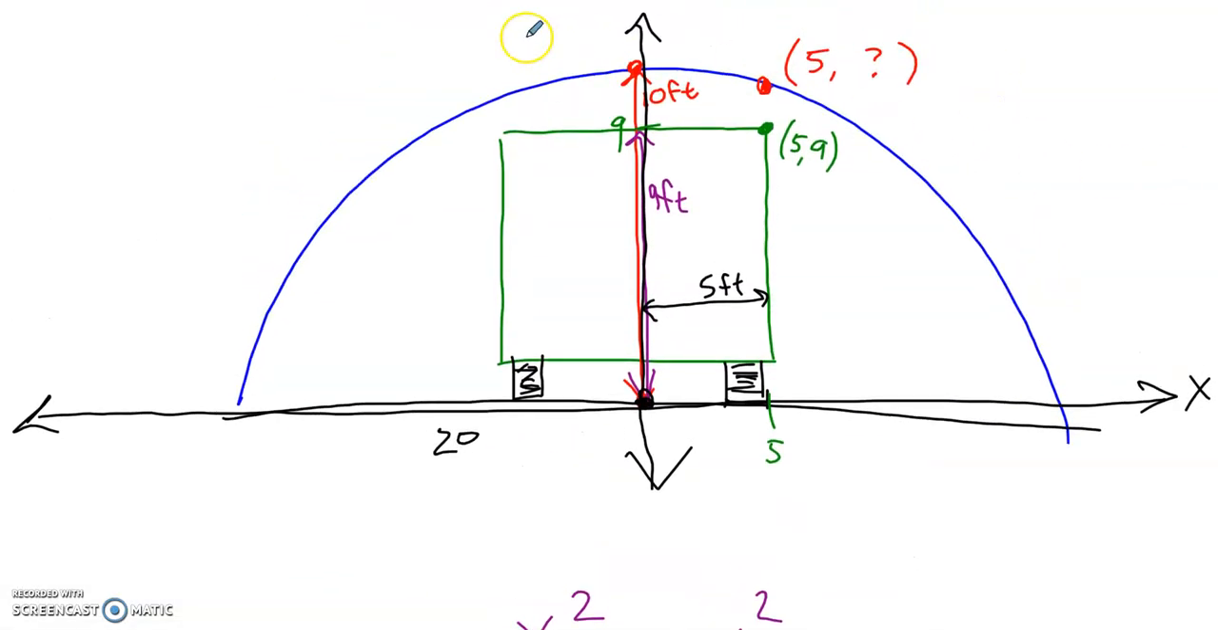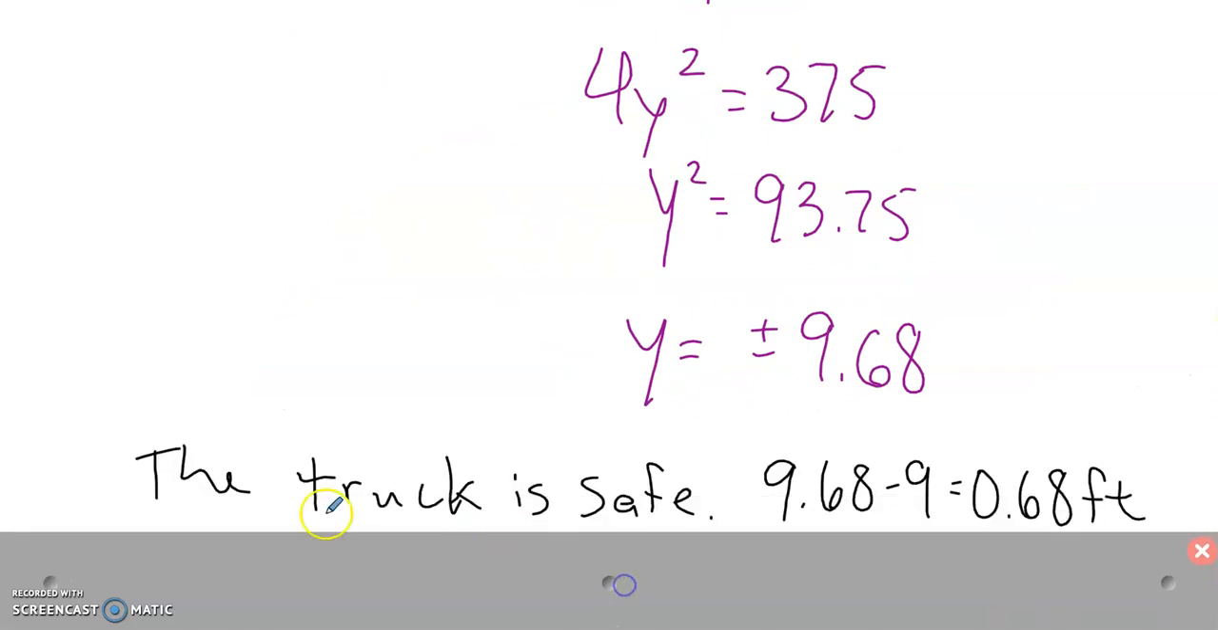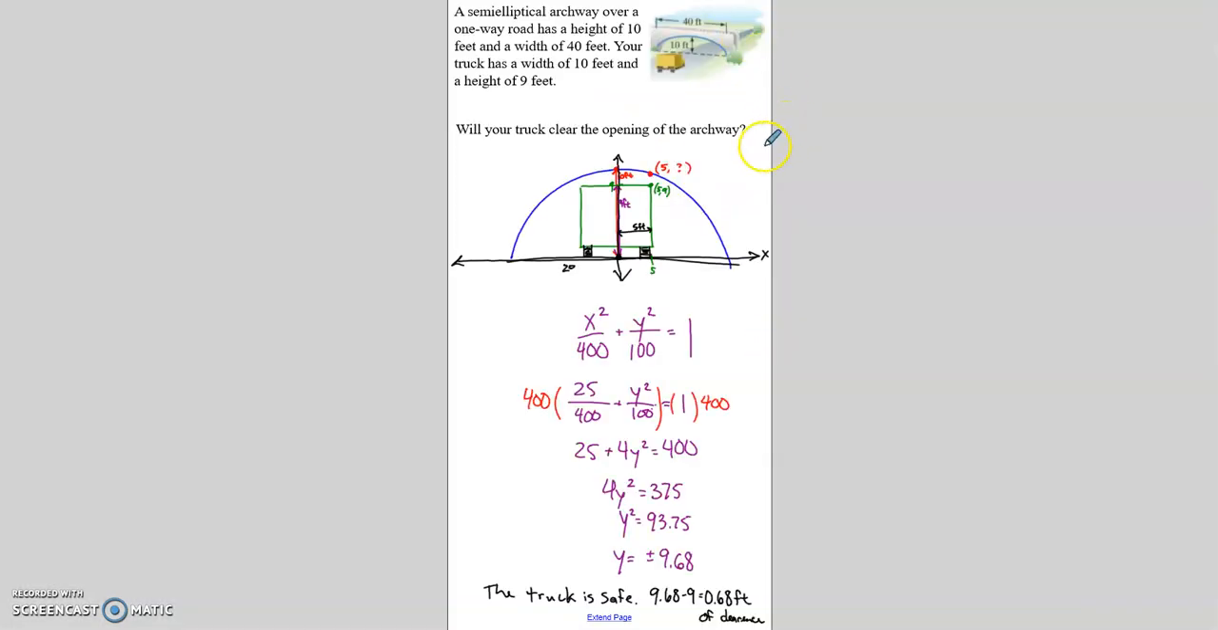The negative value is another point, on the bottom half of this ellipse, that I don't care about because that doesn't exist in my real-world setting. So really, the truck has a clearance of 9 feet. I subtract that from 9.68, and you can see I've got an extra 0.68 feet of clearance. So my truck will safely pass underneath this archway.